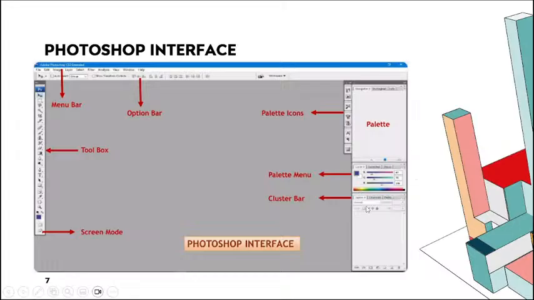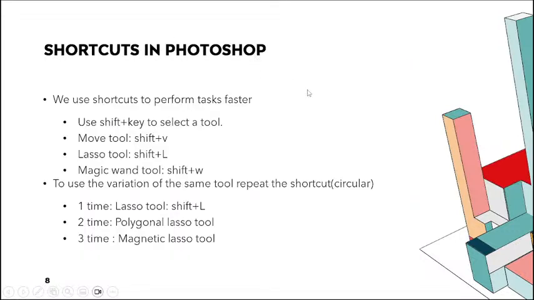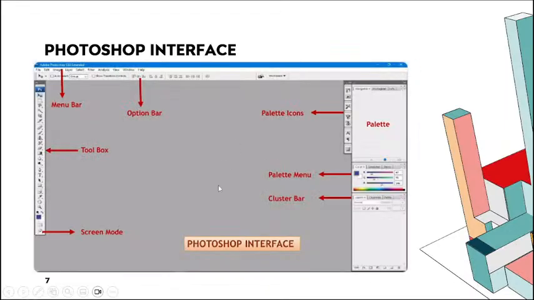We have the palette menu, and above is the cluster bar. You can have various tabs according to various options. Now we will discuss various types of tools. When we use Photoshop and switch between tools, it takes a bit of time. That means very small times, but those small times also we can reduce.